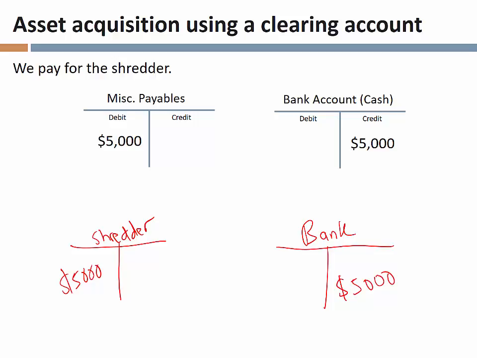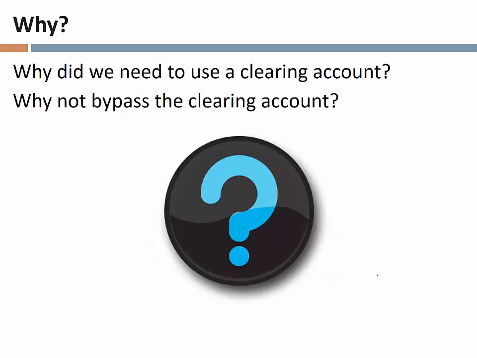So that's where I wound up, but you notice it took me a few steps to actually get there in the overall process. This is an example of how I can buy things, and in this case I bought an asset, but I did so by way of using a clearing account as opposed to a vendor account. So just to reiterate here, why did we do this? Why did we need to use a clearing account? Why couldn't we just forget about the clearing account and do the transactions directly to miscellaneous payables and so on?